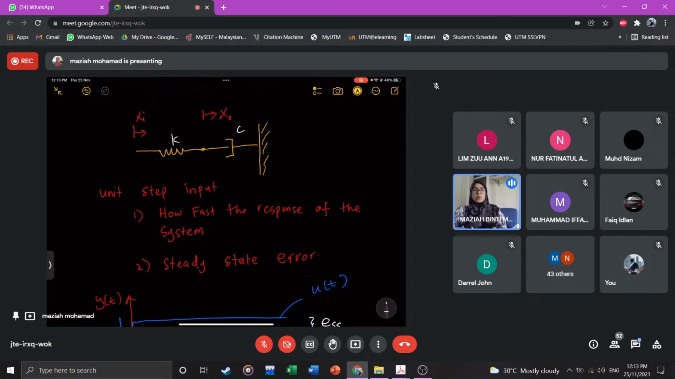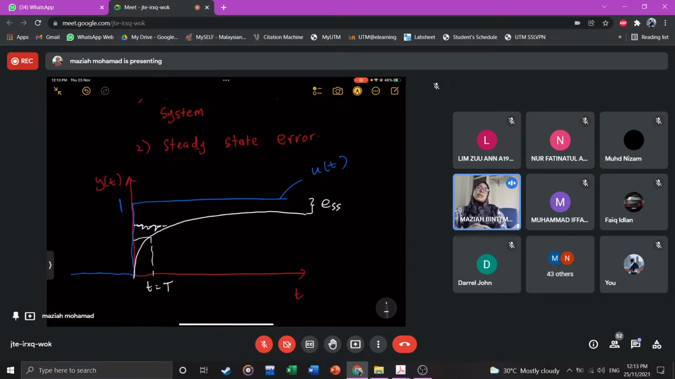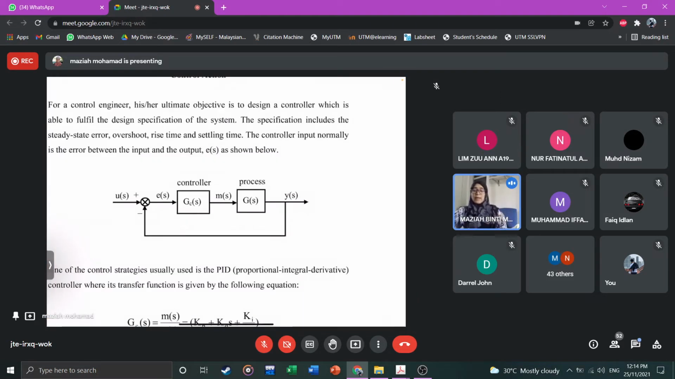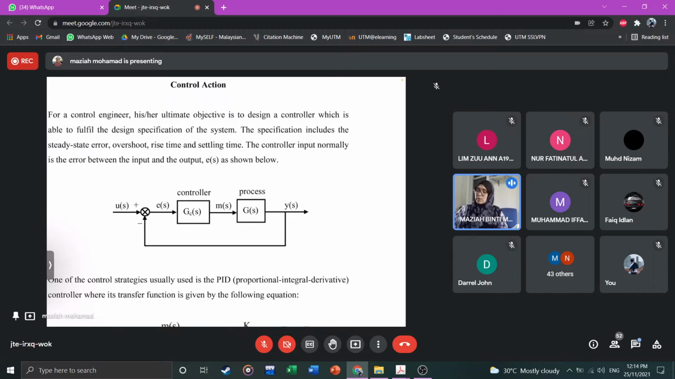So instead of changing K and C, meaning buying a new spring and a new damper, which normally people won't do because it involves big cost to buy new components, what we're going to do is just add a controller. So instead of having the input applied directly to the system to get the output, we're going to add a controller.